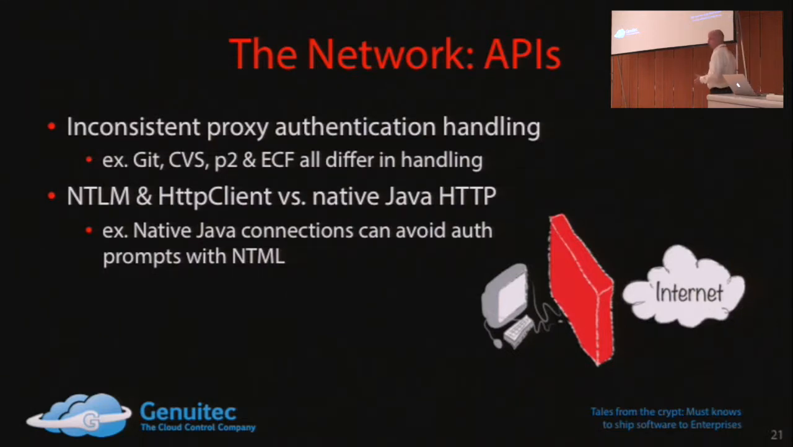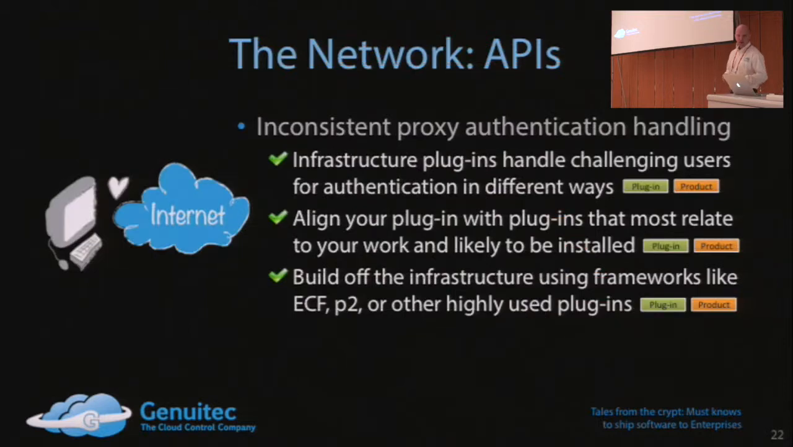The hardest part of the network is the API. Everything can be a bit different in Eclipse. There are many different ways to establish a network connection. Do you use ECF? Do you use a straight Java connection? Depending on your choice, it has ramifications for how your software is used. At the most fundamental level, if you're building a plugin going into an existing Eclipse, consider what people are likely using.